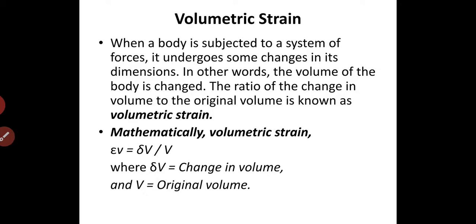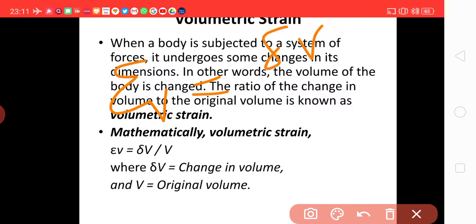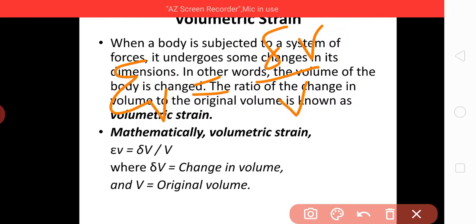Volumetric strain. When a body is subjected to a system of forces, it undergoes some changes in its dimensions. In other words, the volume of the body is changed. The ratio of change in volume to original volume is known as volumetric strain. Mathematically, volumetric strain epsilon V is delta V upon V, where delta V is the change in volume and V is the original volume.